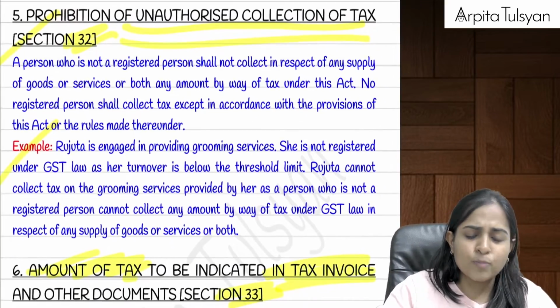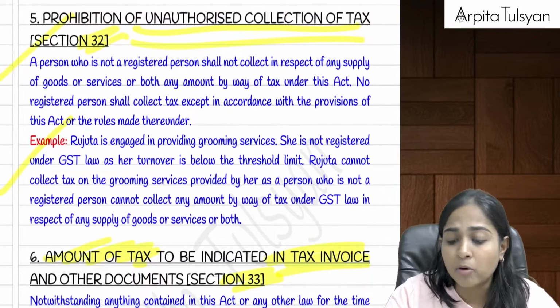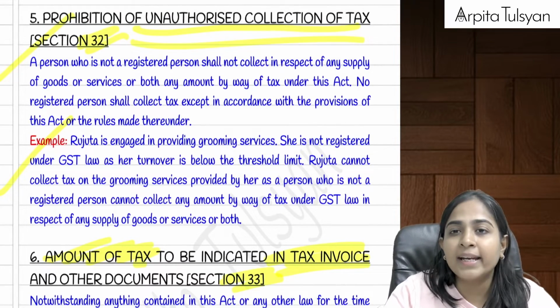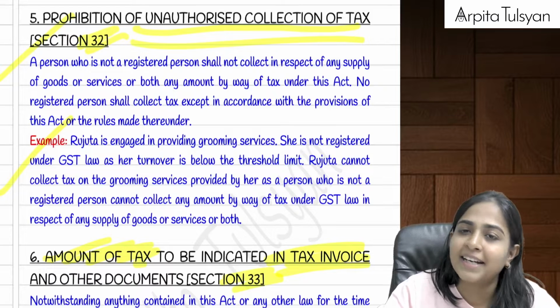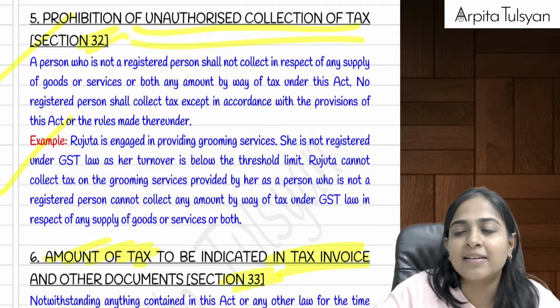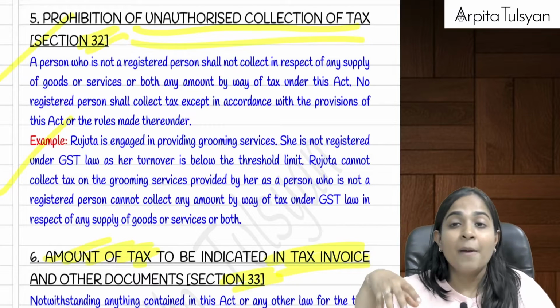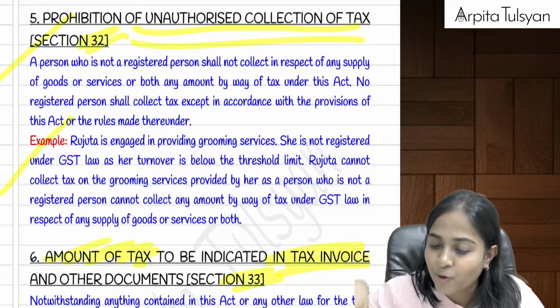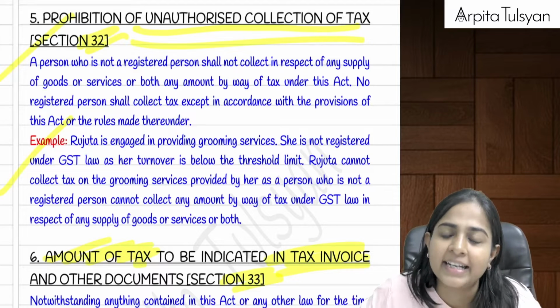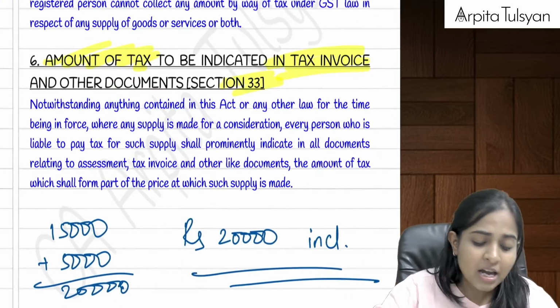Right, next two small sections, section number 32 and section number 33. Section 32 is talking about unauthorized collection of tax. Who can collect tax? Which supplier can collect the tax from the recipient? Only a registered supplier, a person who has registered himself under GST, can collect taxes in the name of GST from the other person. An unregistered person who is not at all liable, who has not even taken any registration, cannot collect any GST from the other person.